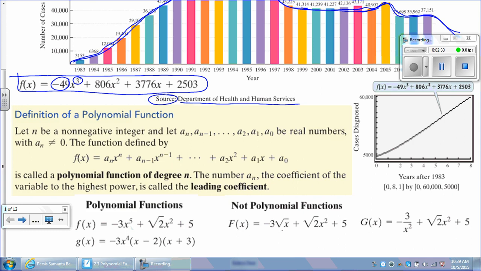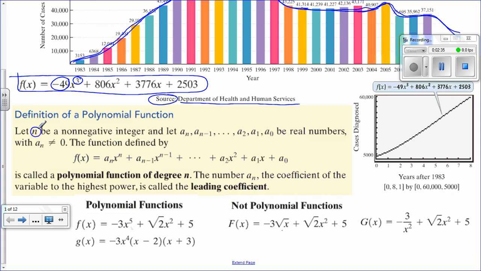So we have the definition of a polynomial function. We're going to let n be a non-negative integer. So what do we understand by non-negative? What does that word mean? It could be positive, and what else? 0. Okay. So what we're saying here is that n is going to represent the degree of the polynomial, and you could see that here. So n represents the degree of the polynomial.